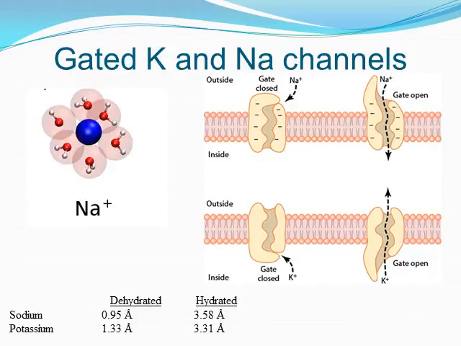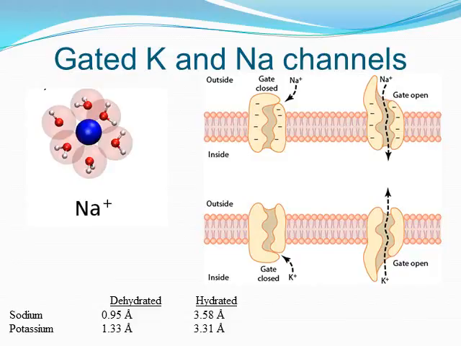It's smaller than potassium when it is dehydrated. And what do I mean by that? If you look at the diagram in the upper left, that blue circle is the sodium ion, and the white circles around it are water. And so ions are going to attract water. Both potassium and sodium are going to attract water.